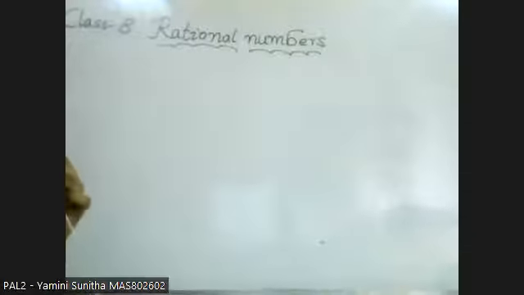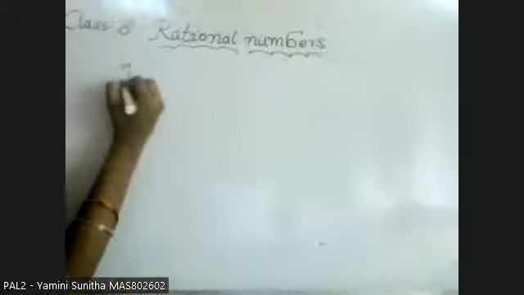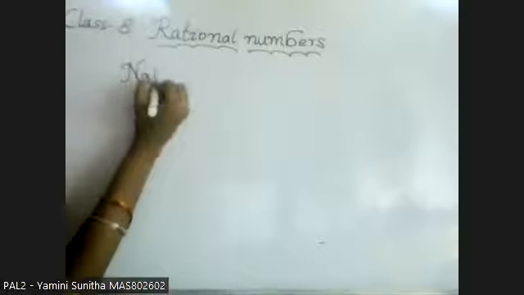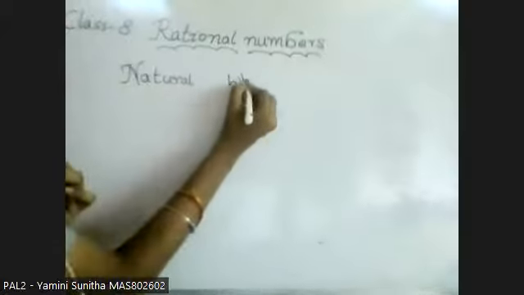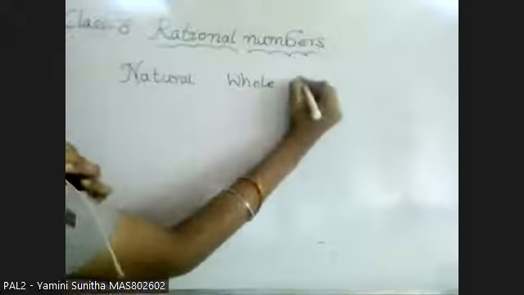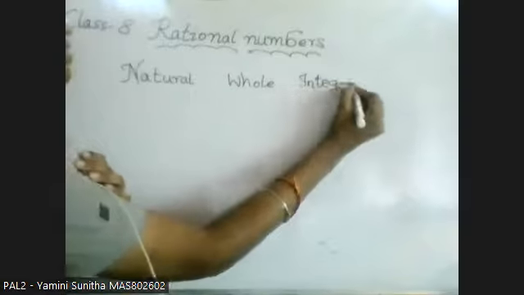So in Class 8 Maths, chapter 1 is rational numbers. From the previous classes, we have been learning about various types of number systems, such as natural numbers, whole numbers, and integers. We had learned about these three types of number systems in the previous classes.